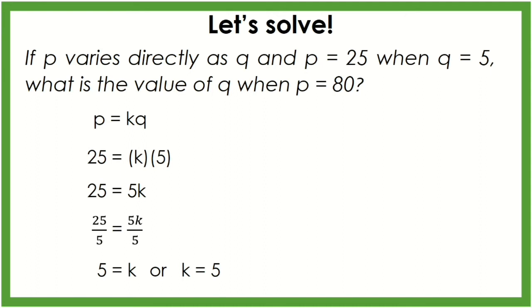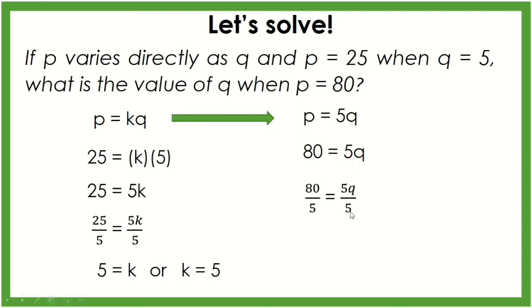So, nakuha na natin yung constant, yung value ng constant natin. Hindi pa tayo tapos. Ang next na gagawin natin is, isasubstitute natin yung constant natin doon sa equation. We now have P equals 5 times Q. And then, substitute natin yung value ng P which is 80 dito sa ating equation. So, P is 80. So, we have 80 equals 5 times Q. Then, divide both sides by 5.